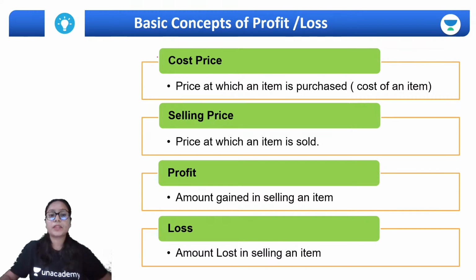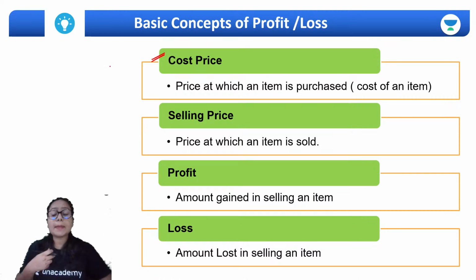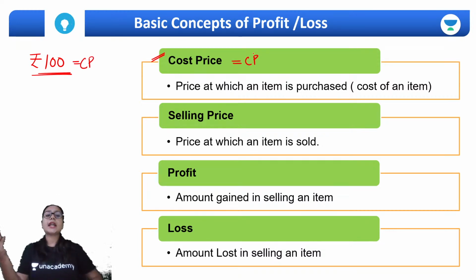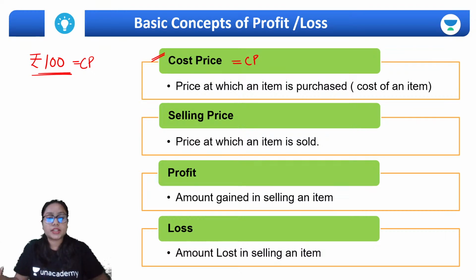Let's see. The first term is cost price. Suppose there is a book and I purchased that book for rupees 100. This is the cost price, which is denoted by CP. The cost price is the price at which an item is purchased, the actual cost of an item.